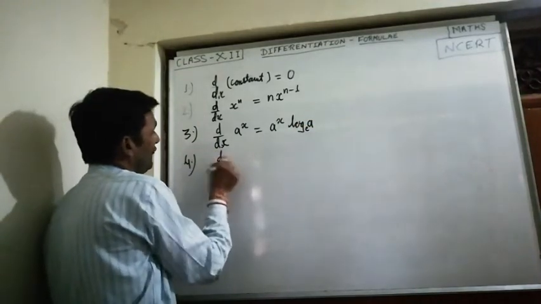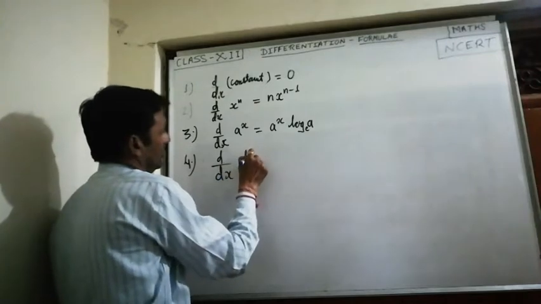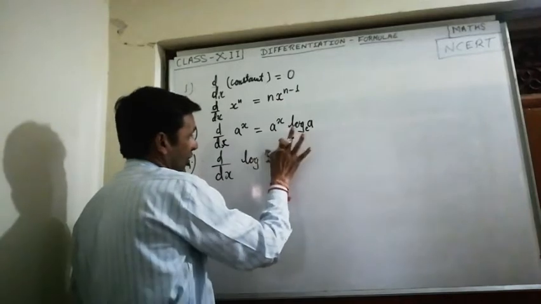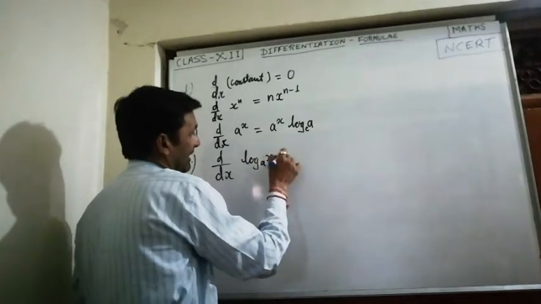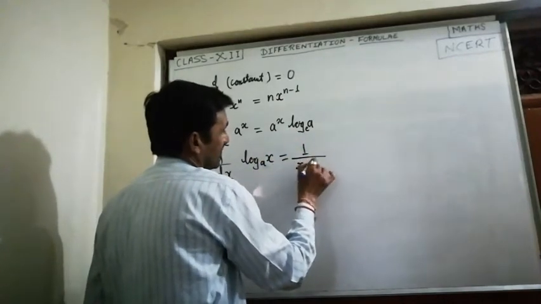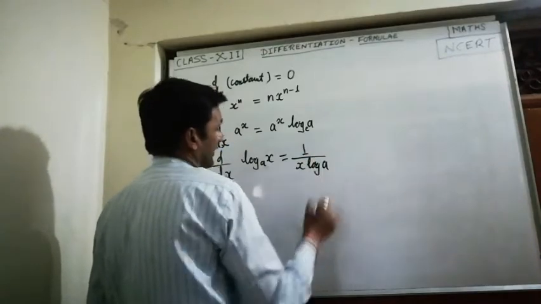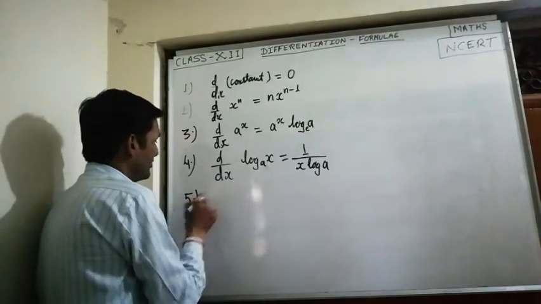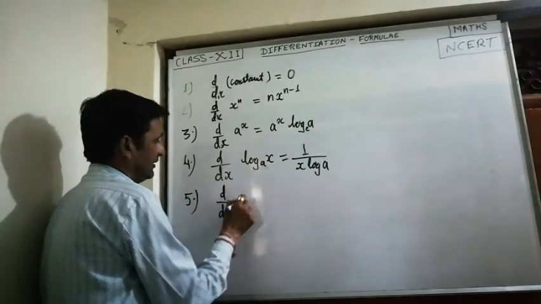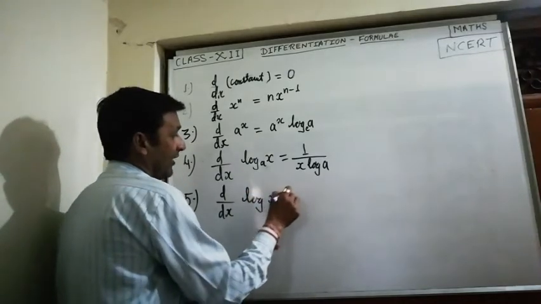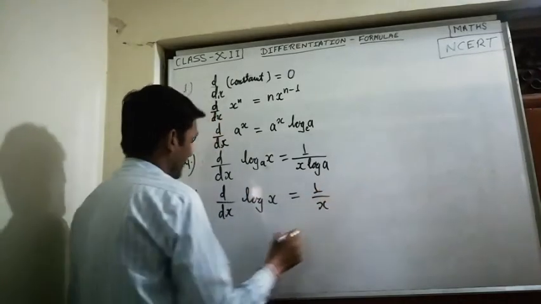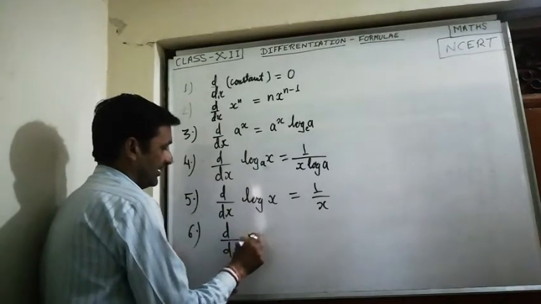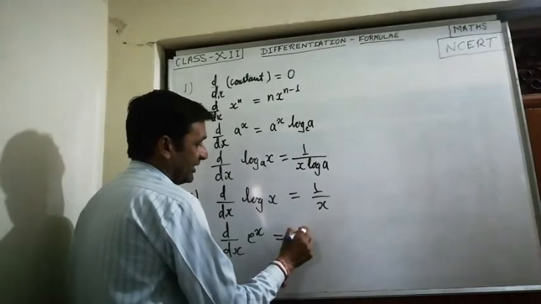Fourth, differentiation of log x base a. Differentiation of log x base a, it will be 1 upon x log a. This will be the differentiation of log x base a. Now fifth one, differentiation of log x, that is equal to 1 by x. Differentiation of e raised to the power x, it will be e raised to the power x only.